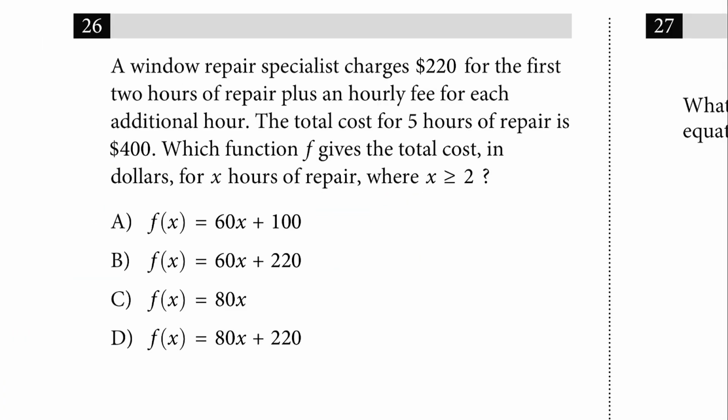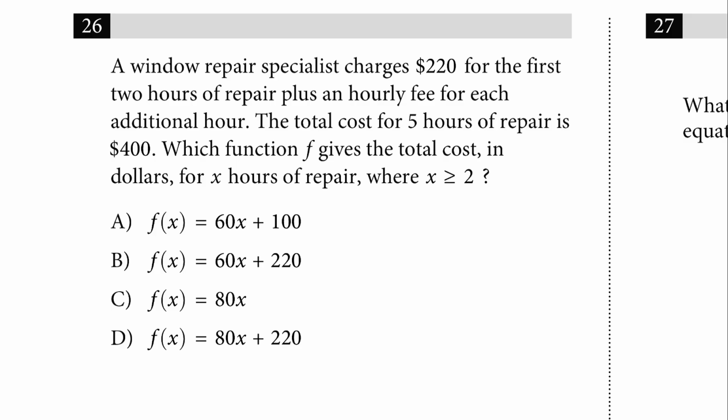A window repair specialist charges $220 for the first 2 hours of repair, plus an hourly fee for each additional hour. The total cost for 5 hours of repair is $400. Which function f gives the total cost in dollars for x hours of repair where x is greater than or equal to 2?